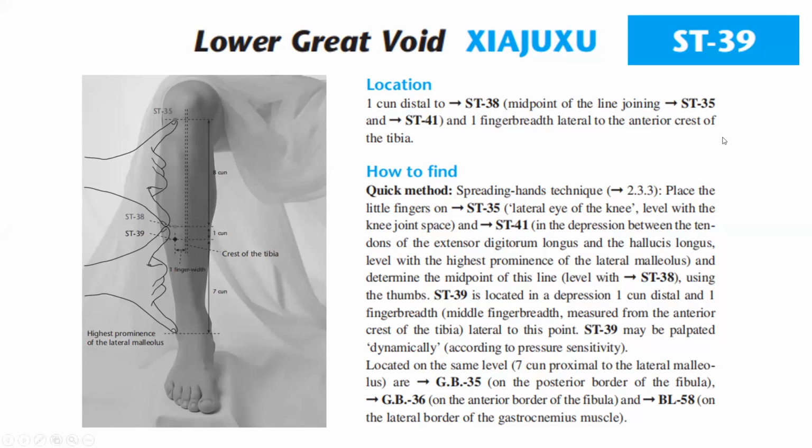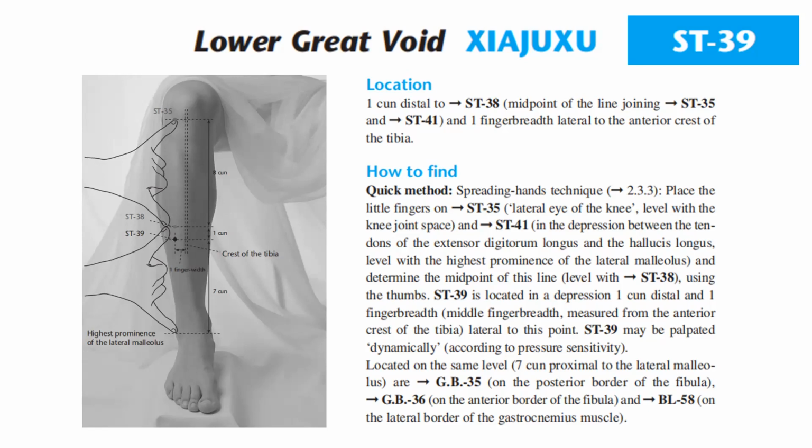How to find stomach 39? The quick method, spreading hands technique. Place the little fingers on stomach 35 lateral eye of the knee level with the knee joint space, and stomach 41 in the depression between the tendons of the extensor digitorum longus and hallucis longus level with the highest prominence of the lateral malleolus, and determine the midpoint of this line level with stomach 38 using the thumbs.